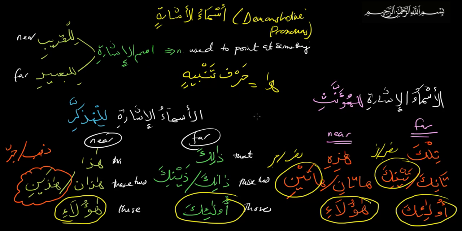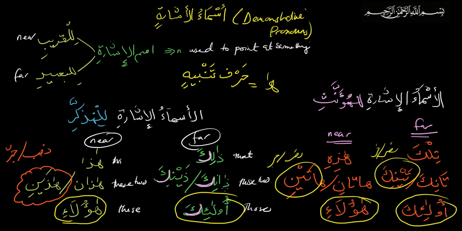Point number two, the ka of ismul ishara lil ba'id, zalika, zanika, zainika, ulaika, is sometimes changed according to the number of persons addressed. Zalikuma for two of them. For example, Zalikuma Rabbukuma. He is the Lord of both of you.